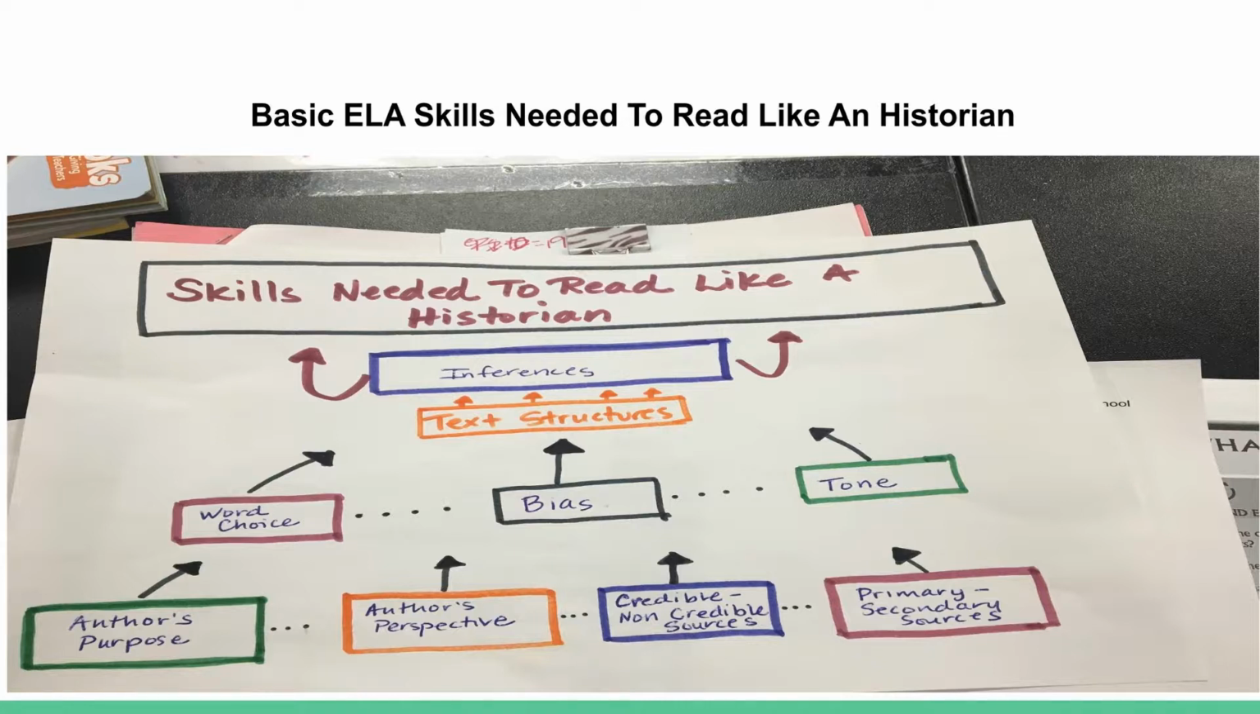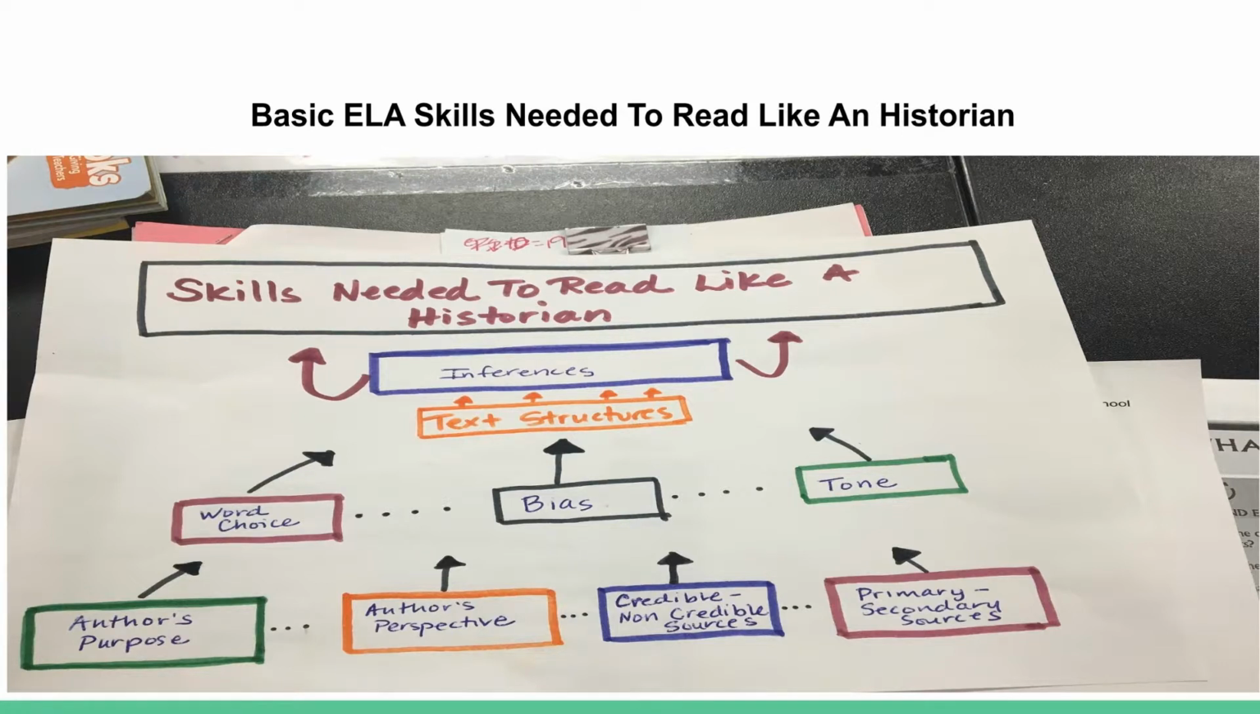So if you find disciplinary literacy very challenging, hard to teach, and hard to understand the difference, this is why. If we look at this next visual, we can see all the foundational ELA skills and knowledge that an average reader must have to be able to read as a historian. They need to understand author's purpose, author's perspective, the difference between credible and non-credible sources, and the difference between primary and secondary sources. They need to understand tone of the author, bias of the author, and word choice, which can all lead to a foundational understanding of text structures. And once we understand text structures, we can make inferences, and then we can begin to read like a historian.